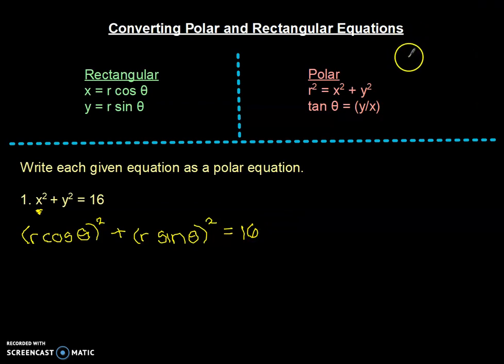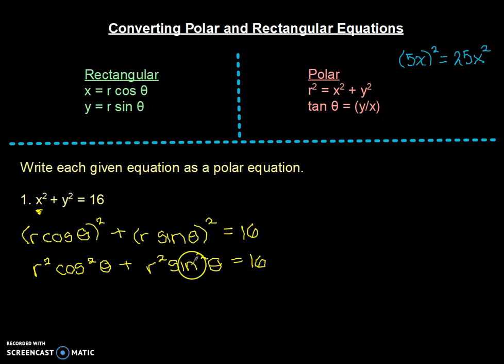Now kind of using algebra as the baseline again, 5x squared. If I were to square 5x, I would get 25x squared, meaning I square the 5 and the x. So same deal here. I'm going to square the r and cosine, and in the next term, also square r and sine. And if I look between the two terms, they are separated by a plus sign, I have a GCF of r squared. So if I factor r squared out of each term, I'll be left with cosine squared for the first term, and I will be left with sine squared for the second term, equals 16.